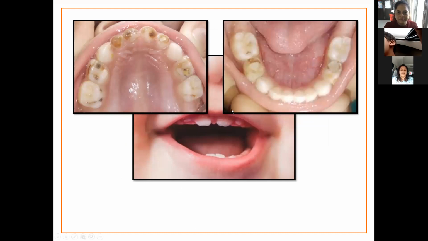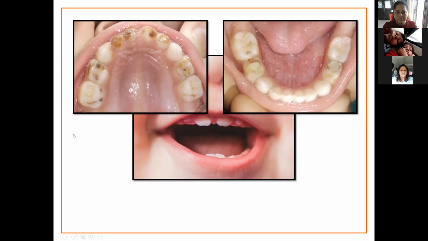Okay, so as I told you earlier, your first milk teeth start erupting by the age of 6 to 7 months. Once the milk teeth start erupting, the eruption continues up till 3 years of age. A child has all his milk teeth, all 20 teeth, 10 in the lower arch and 10 in the upper arch, by the age of 3 years.